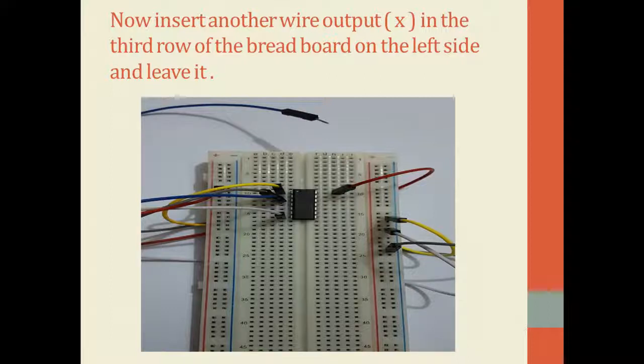Then the next thing you are going to do is insert another wire, output X, in the third row of the breadboard on the left side and leave it. Basically this one is input, this one is input, and the third one is output. So I'm inserting a wire in the row of the output, but I will leave it as it is.